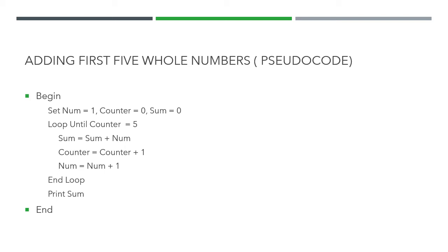So we have got our second number, that is 2. Now again it will go to the first step. It will compare the counter. Our counter is 1. It's not 5. So it will go inside the loop. Now sum equals to sum plus num. So 1 plus 2 equals to 3. Clear? Counter equals to counter plus 1. So 1 plus 1 equals to 2. And num equals to num plus 1. So 2 plus 1 equals to 3.